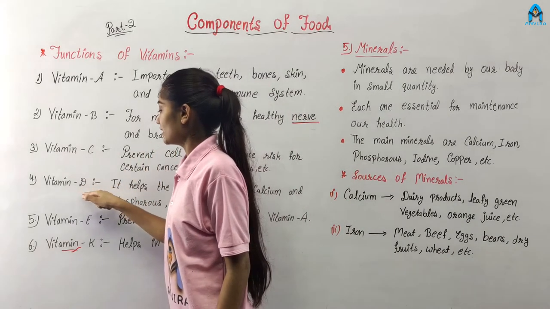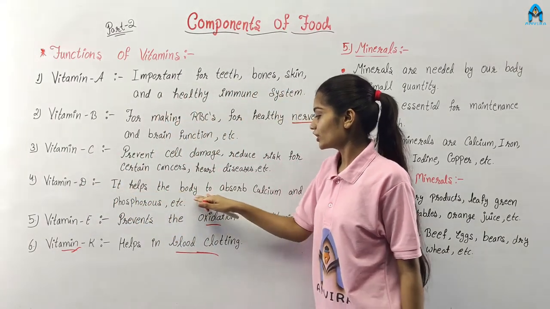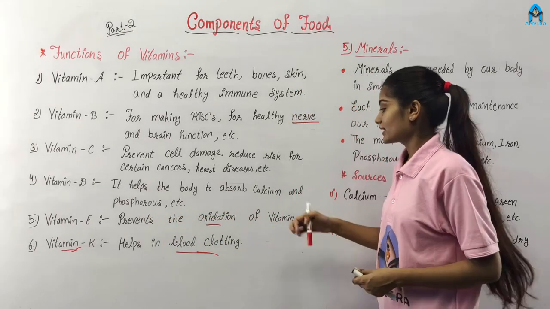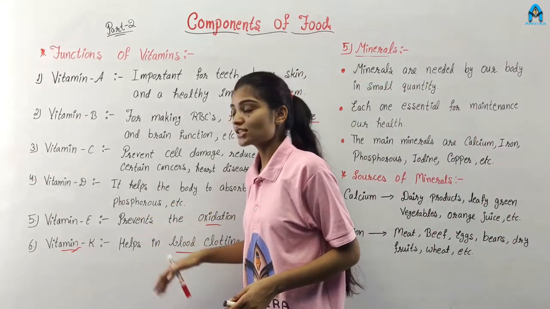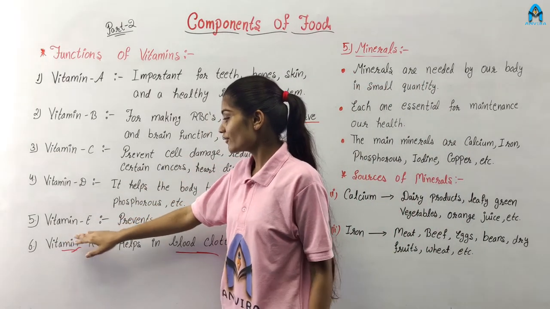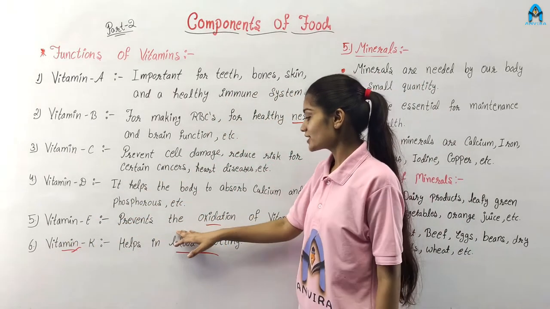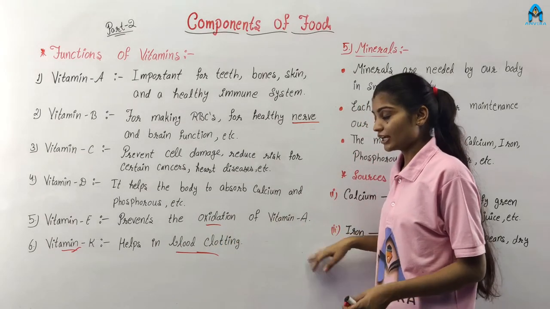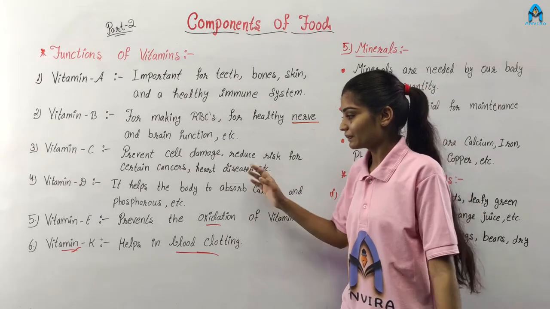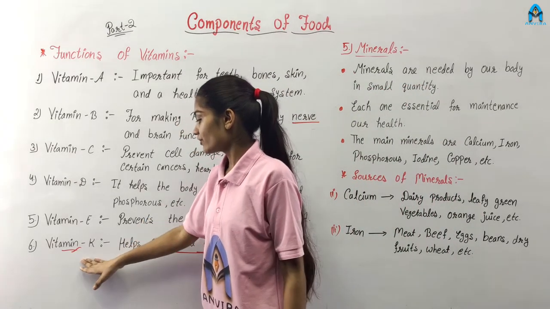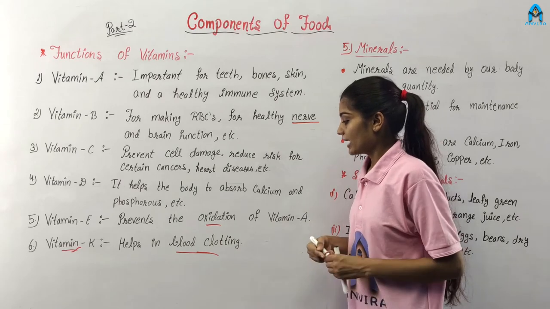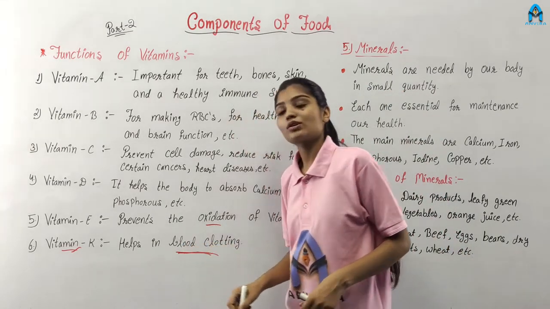And the function of vitamin D is it helps the body to absorb calcium and phosphorus, etc. And the calcium and phosphorus are minerals which is important for our body. The function of vitamin E is it prevents the oxidation of vitamin A. And you study about the oxidation in your further classes. And the function of vitamin K is it helps in blood clotting. Now, what is blood clotting?